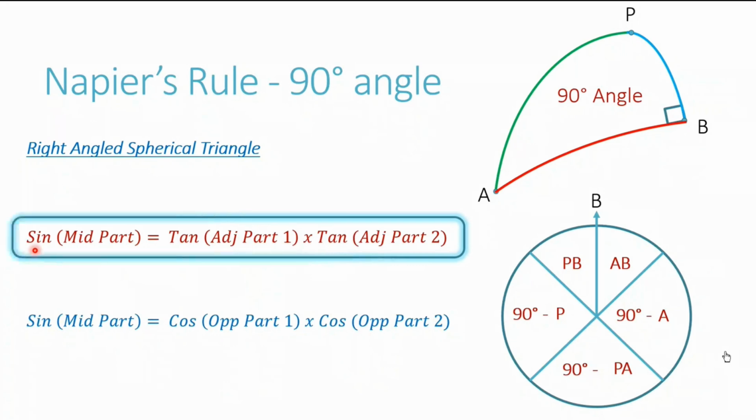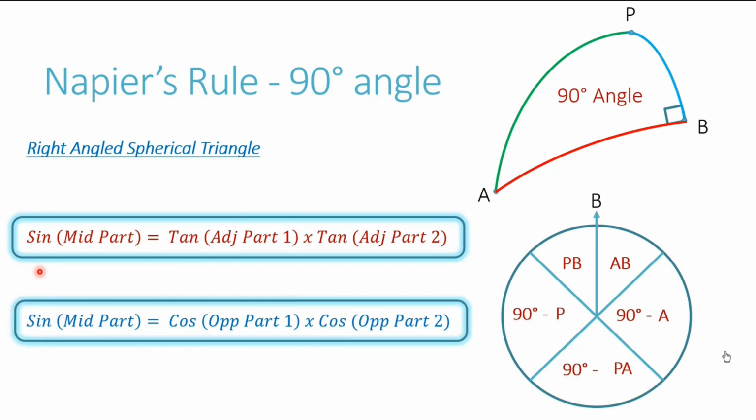Now, these are very, very important formulas, and they should be memorized well. When we look at these formulas, they use the terms middle part, adjacent part, and opposite part. So a doubt arises in our mind, what is this middle part, what is the adjacent part, and what is the opposite part? We will see the application of Napier's rule in the coming slides, and then these middle, adjacent, and opposite parts will become clear in your mind.